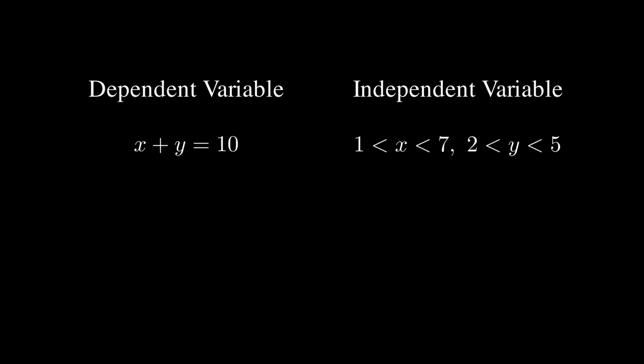First and foremost, dependent variables are variables that depend on each other. For instance, for x plus y equals 10, x changes if y changes its value. However, unlike dependent variables, independent variables do not depend on each other. For example, for inequalities x is in between 1 and 7 and y is in between 2 and 5, the change in a variable does not affect the other.